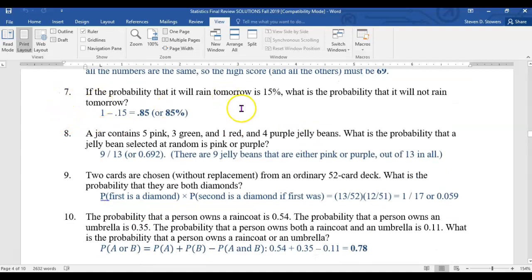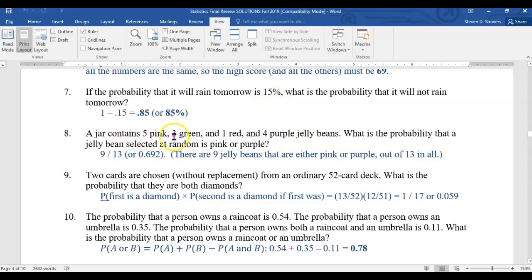To answer number 7, you just have to remember the rule about the probability that something will not happen is 1 minus the probability that it will happen. So 1 minus 0.15 is 0.85, or 100% minus 15% is 85%.